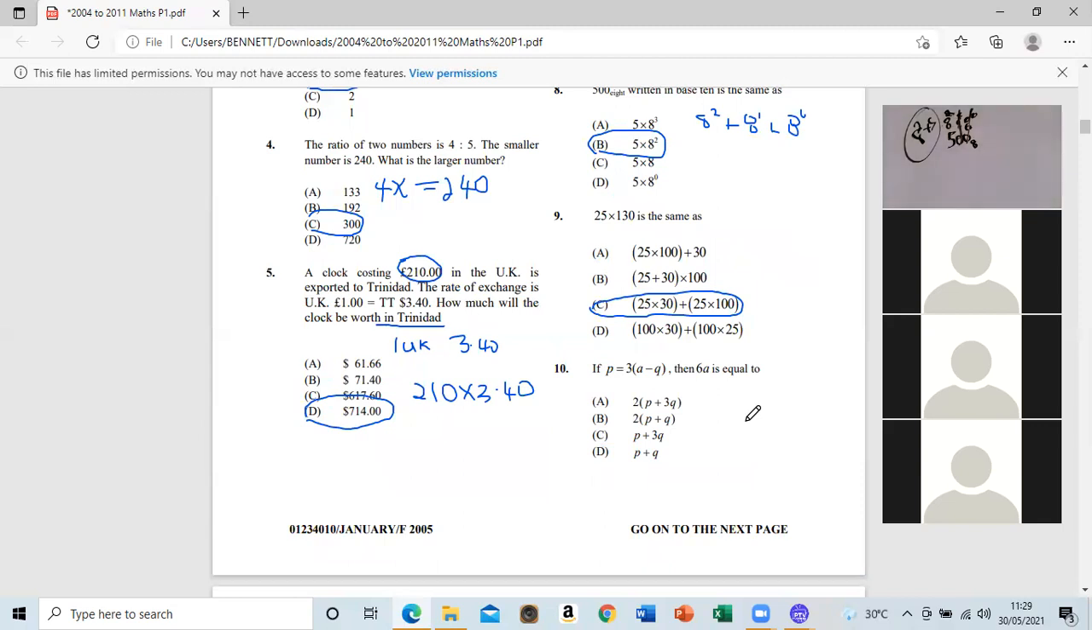Sir, is it A? Yeah, it's A. So we expand the bracket. 3 times that will give us 3A. 3 times this gives us negative 3Q. But then we transpose and carry it over here. And now, if 3A is equal to that, then it will be 2 times that. So it's actually A. But we did it already.